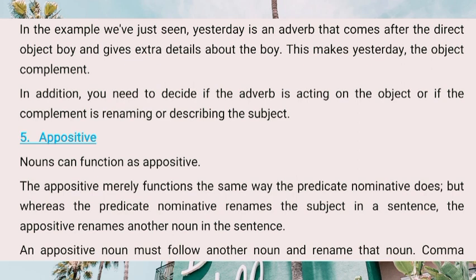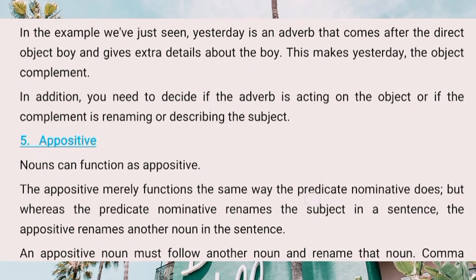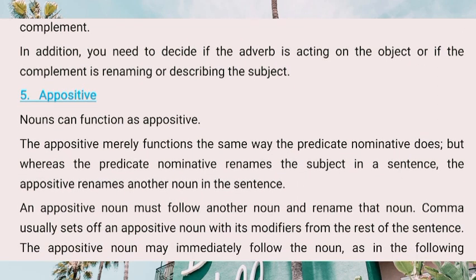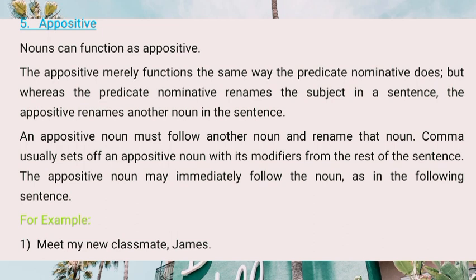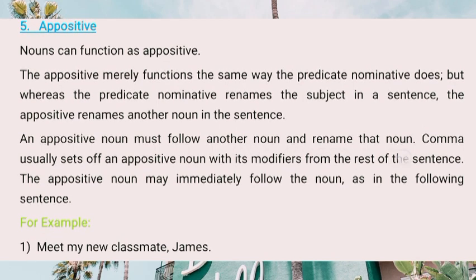A noun can function as an appositive. The appositive merely functions the same way the predicate nominative does, but whereas the predicate nominative renames the subject in a sentence, the appositive renames another noun in the sentence. An appositive noun must follow another noun and rename that noun. That is to say, you can use the same noun, the same name, in the place of the other noun.